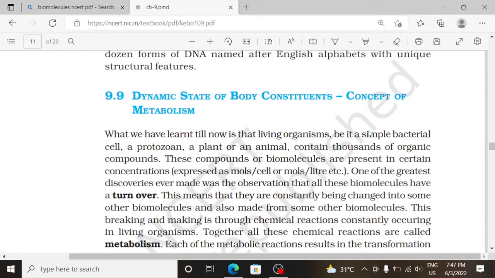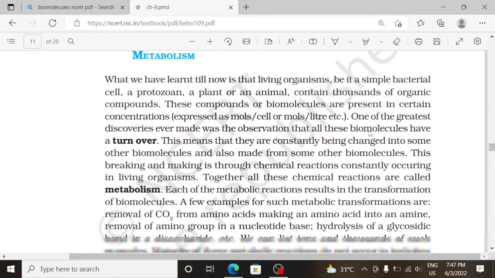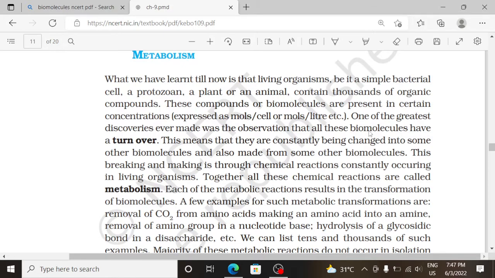Dynamic state of body constituents, concept of metabolism. What we have learned till now is that living organisms, be it a simple bacterial cell, a protozoan, a plant or an animal, contain thousands of organic compounds. These compounds or biomolecules are present in certain concentrations, expressed as moles per cell or moles per liter, etc. One of the greatest discoveries ever made was the observation that all these biomolecules have a turnover. This means that they are constantly being changed into some other biomolecules and also made from some other biomolecules.